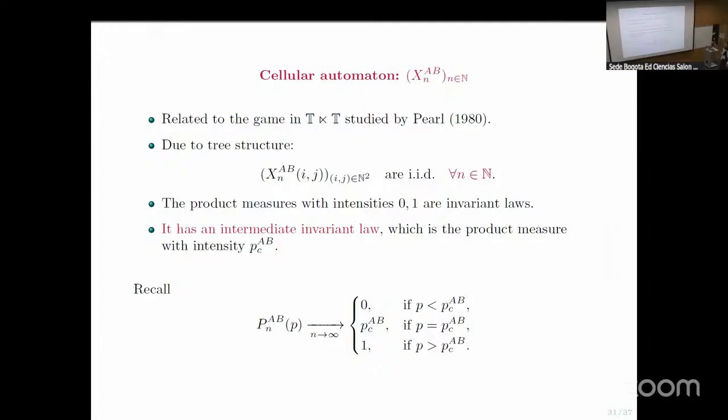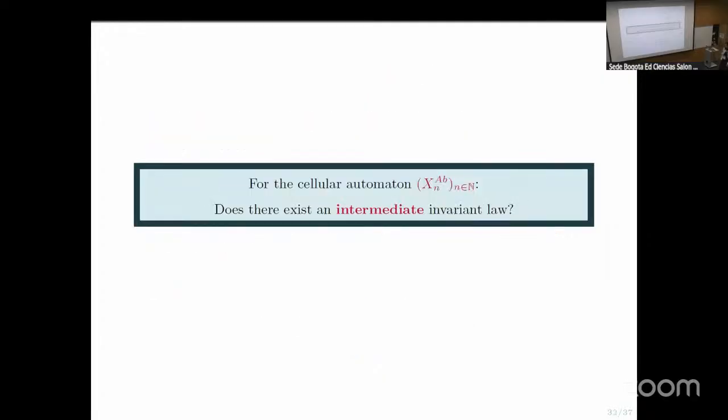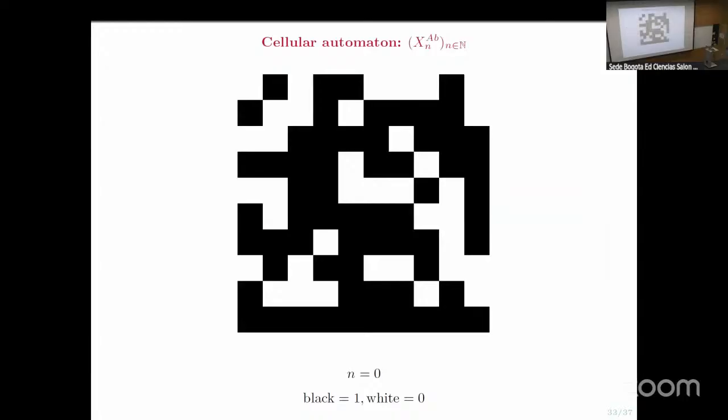Okay. But what happened with our cellular automaton? Does there exist an intermediate invariant law? Since we couldn't show it theoretically, we did some simulation. So let's see. This is a simulation. This is time 0, and black is 1s and white is 0.